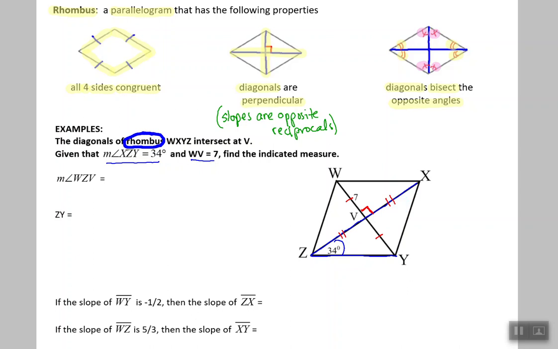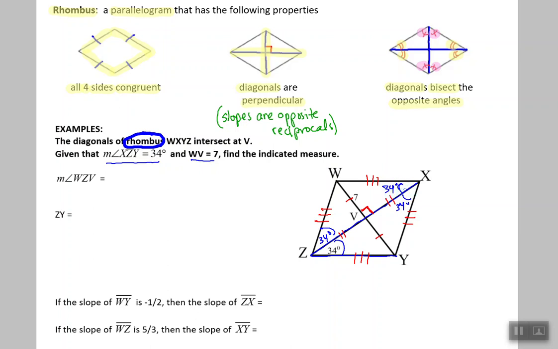In terms of the fact that it's a rhombus, all four sides have to be congruent. So these four sides will all have the same measure. Let's put a different hash mark than what we've seen already. Also, because it's a rhombus, the diagonals bisect the opposite angles. So if we know that this angle is 34 degrees, the one next to it has to be congruent, and the ones opposite must also be congruent because of the fact that it's a parallelogram.